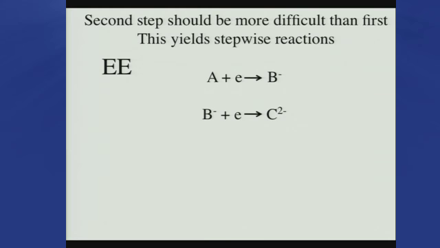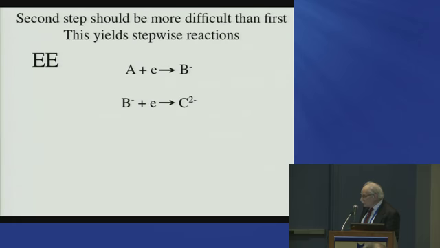Now, the principle is that if I have an EE reaction, it should always be more difficult to do the second electron transfer step. In other words, I'm adding an electron to a neutral species here, and that makes B minus, and so there's some potential here, some driving force needed to push that on. But the next one, I have to add an electron to a negatively charged species, and so that's going to be harder. And it's the same rule about removing electrons.